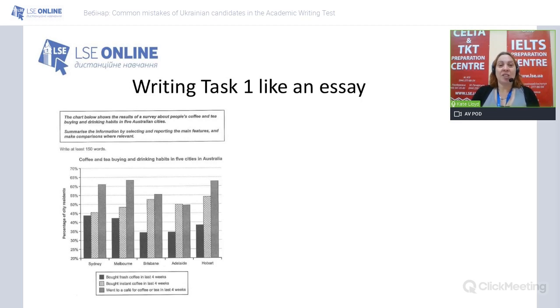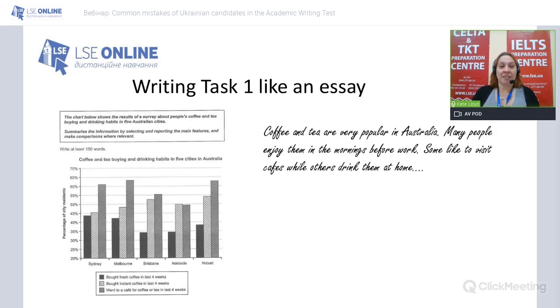And this is the sort of introduction that students here often say. Coffee and tea are very popular in Australia. Many people enjoy them in the mornings before work. Some like to visit cafes, while others drink them at home. This would be very nice in an essay, but task 1 is not an essay. We have to do this differently. I'm going to show you how now.